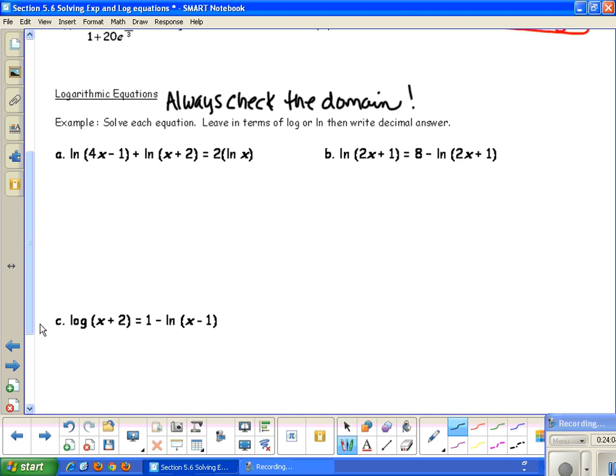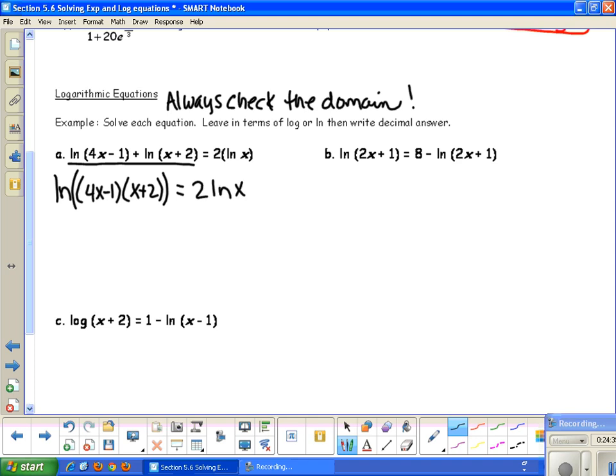So anytime you're solving natural log or log, remember to check the domain because it has to be greater than 0. For this first equation, if I want to solve this natural log equation, the first thing I have to do is use those properties and combine it into one natural log. If you have two natural logs being added, to combine them, you multiply what's on the inside. So this would be the natural log of 4x minus 1 times x plus 2, and that's all equal to 2 times the natural log of x.